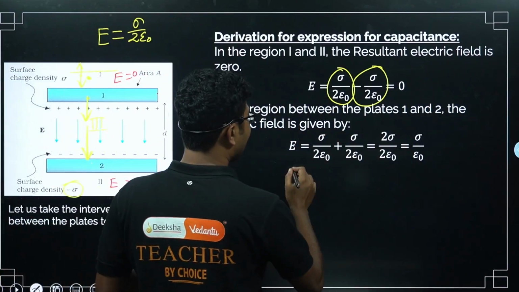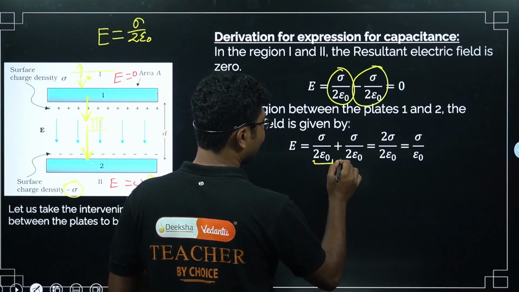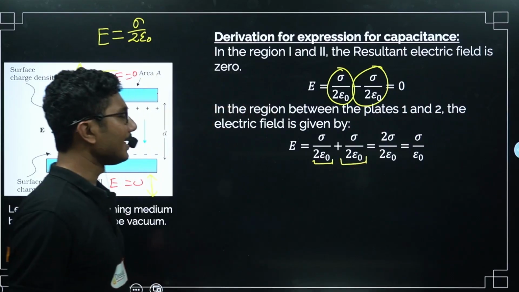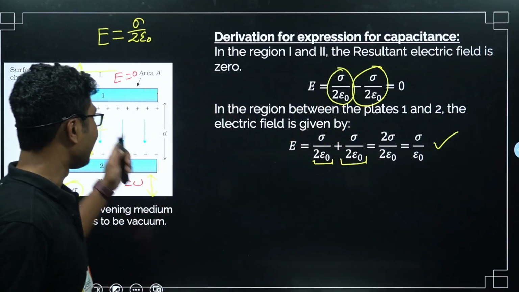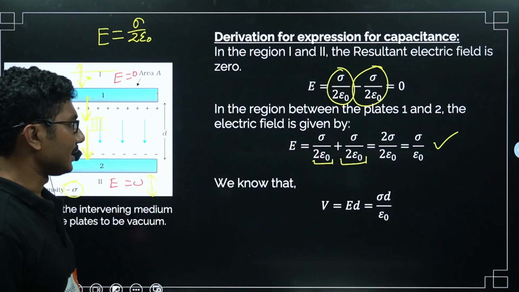But inside, they are all acting in the same direction, so they will add, and the net electric field is sigma by epsilon naught. That is the electric field inside a parallel plate capacitor.